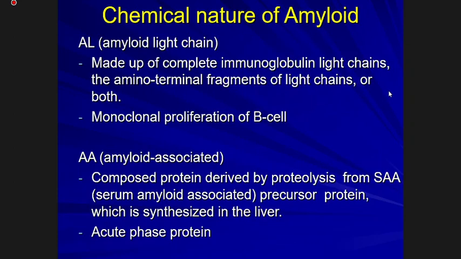All right, in AA or amyloid associated protein, this amyloid protein comes from a precursor protein which is called serum amyloid associated protein. This SAA protein is an acute phase protein. When we say acute phase proteins, that means these proteins are secreted during inflammation, right? This precursor protein is proteolyzed and it forms amyloid AA protein, amyloid associated proteins.